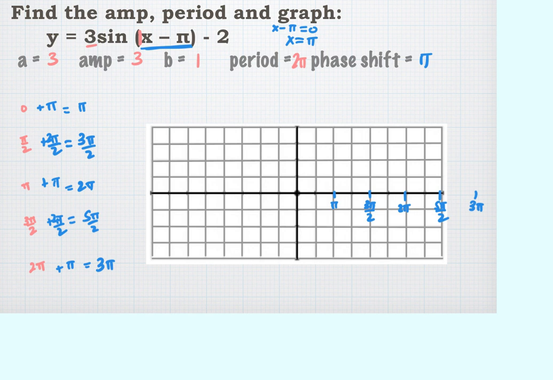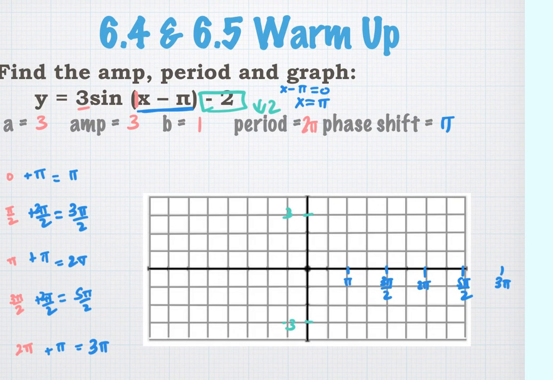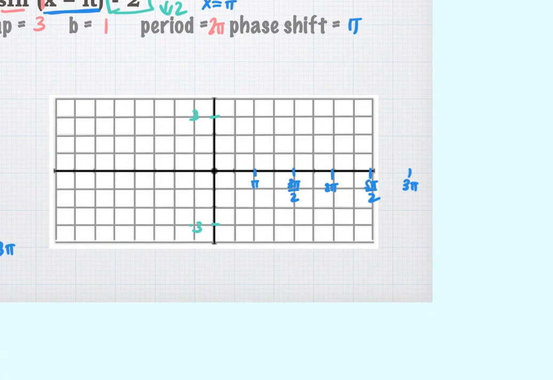My amplitude is 3. There is a vertical shift down 2, but I'm going to wait to do that. So on the key points, this was sine. Sine starts at 0 on the first key point, goes up to the amplitude, down to 0, the negative amplitude, back up to 0. So my initial sine curve looks like that.